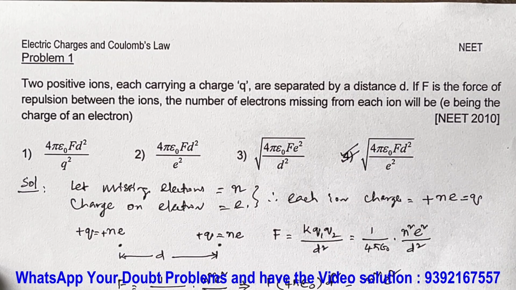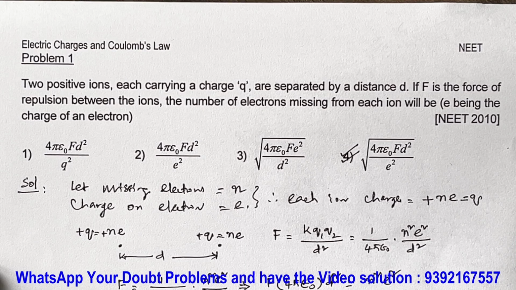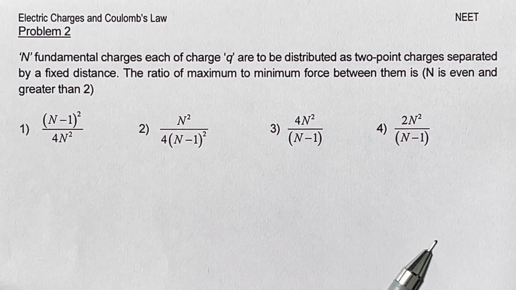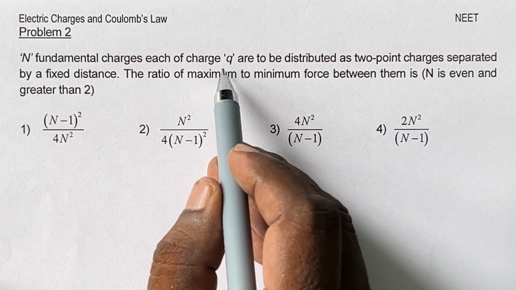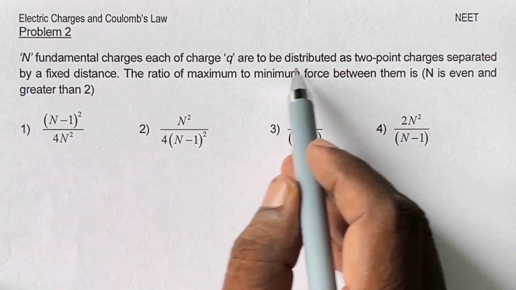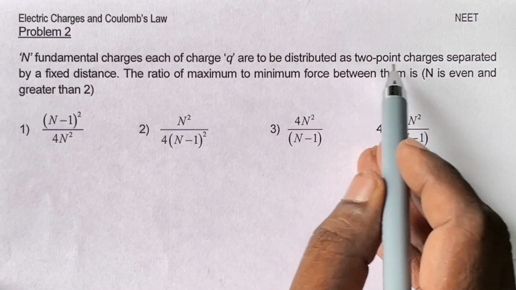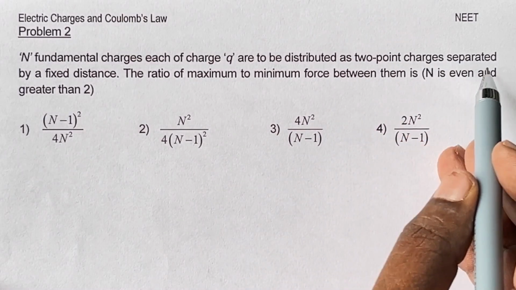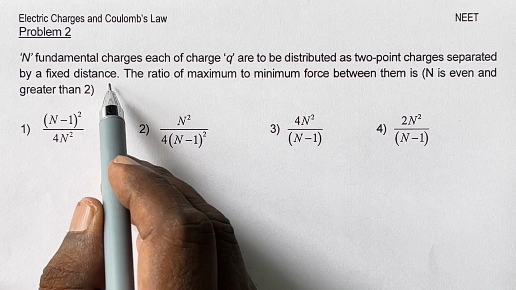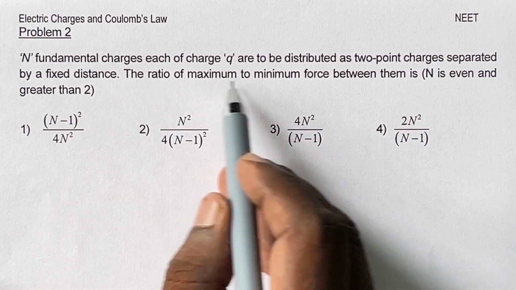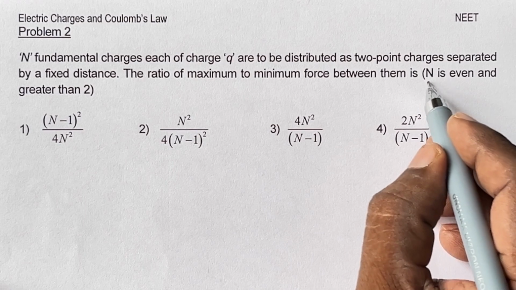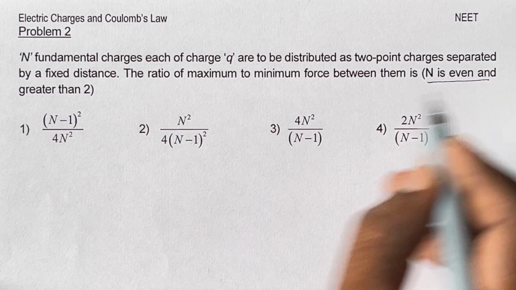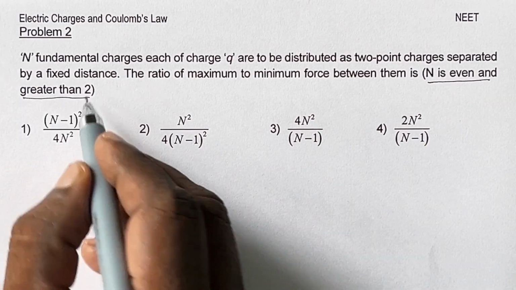Like that we can simply do the problem. This is a previous NEET problem. In this problem, N fundamental charges, each of charge Q, are to be distributed as 2 point charges separated by a fixed distance. The ratio of maximum to minimum force between them is. So here the important point is N is even and greater than 2.